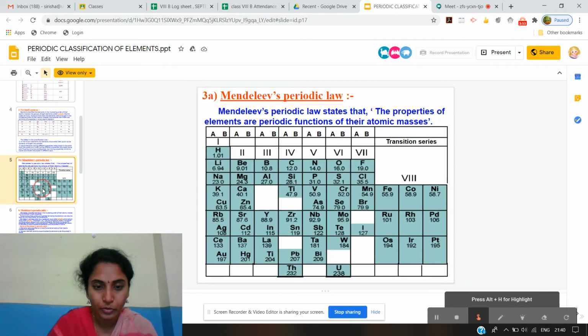Tellurium is placed before iodine. See, iodine is around 127 and tellurium is around 128, yet tellurium is placed before iodine.